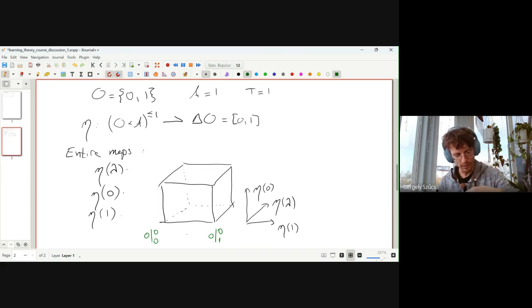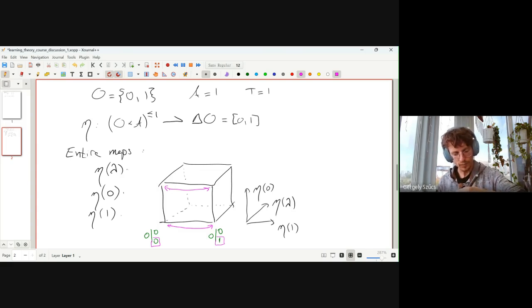But basically, this is redundant, and this is the reason we were looking at partial maps, because we don't need to specify this entry of what the observation would be if the previous output was 1, because in this case we know that the first output was 0. So basically, these two vertices should be identified, and similarly, these two vertices are going to be identified as well.